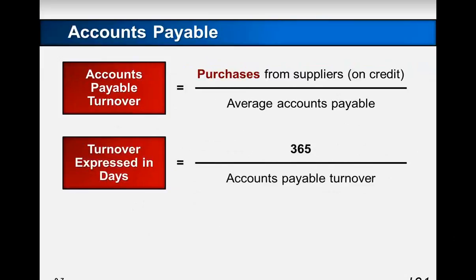So purchases from suppliers divided by your average accounts payable. And then you must express that in the number of days. There are 365 days in a year, so we divide 365 by the number we computed for the accounts payable turnover.